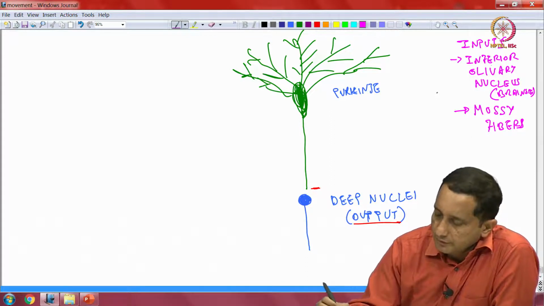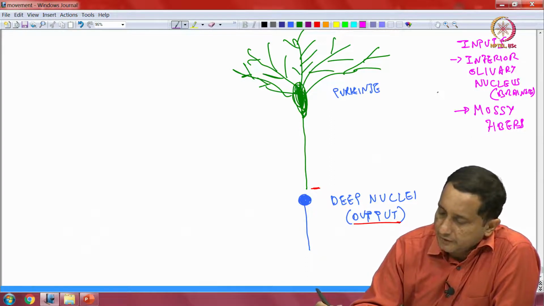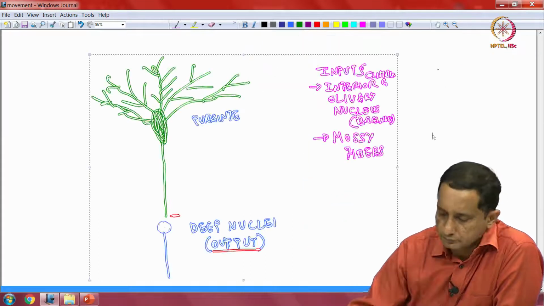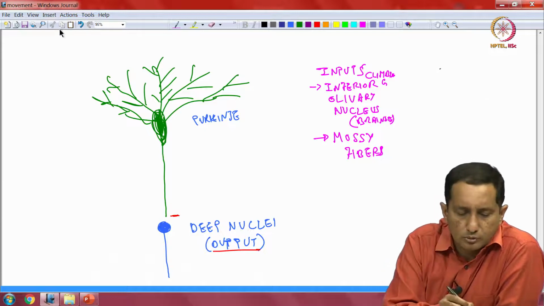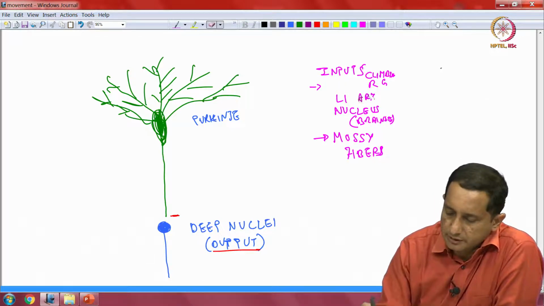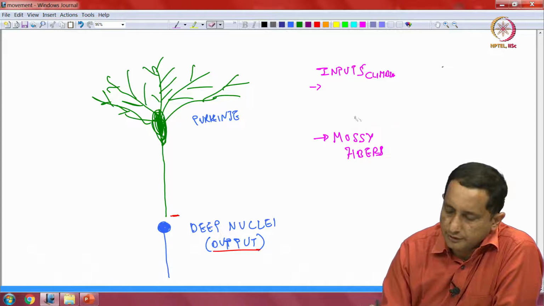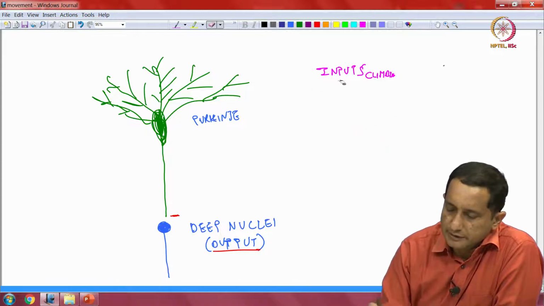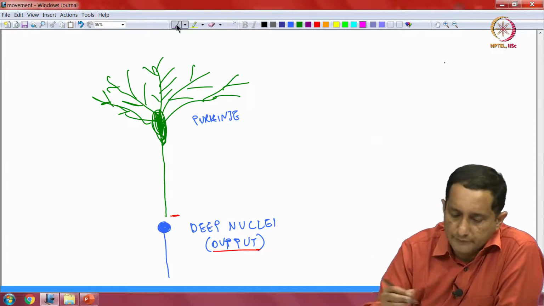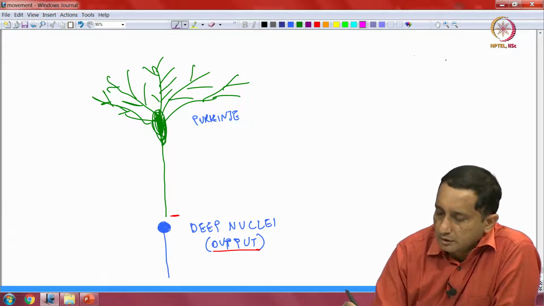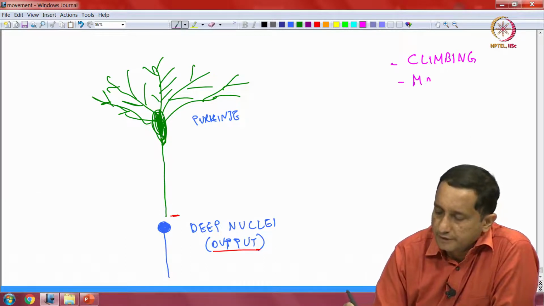Now, the fibers which come from the inferior olivary nucleus are called climbing fibers. There are two sets of these fibers. We will remove the inferior olivary nucleus for that purpose, and just keep it simple with climbing and mossy fibers.